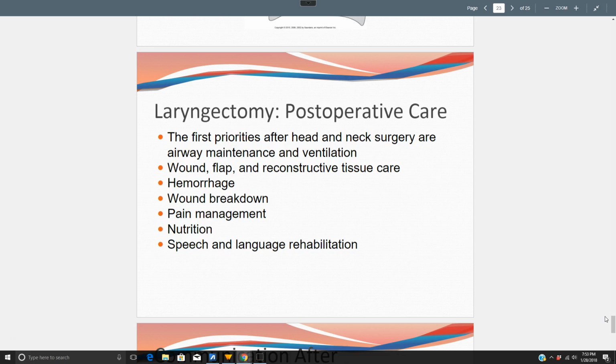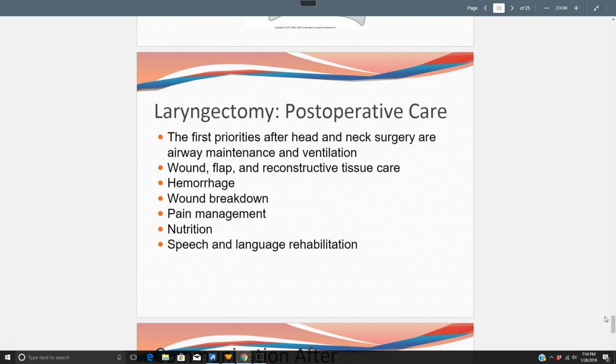We're going to have to look at that suture line care every 1 to 2 hours for the first few days after surgery, and then every 4 hours. And it's important to make sure that the mucosa of the stoma and the trachea should be bright and shiny and without crust, similar to the appearance of the oral mucosa. We look at that wound flap and reconstructive tissue care.